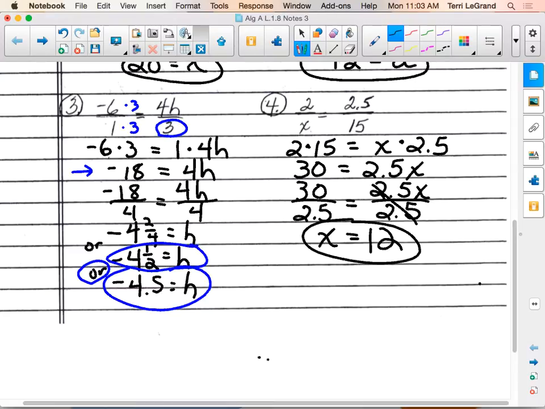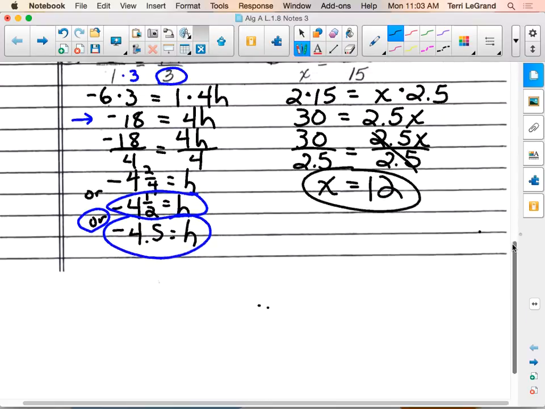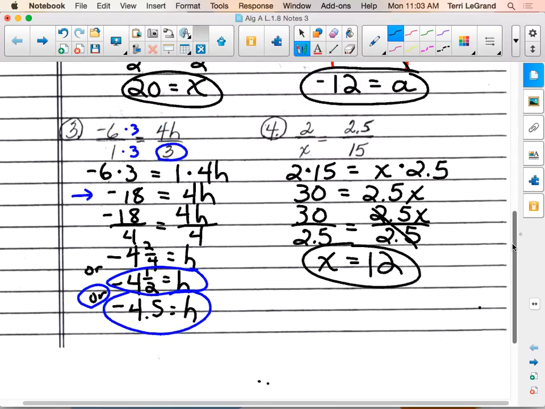So, anybody have any questions about solving proportions, the part that we went through here today? Anything we should clear up for you? Okay.